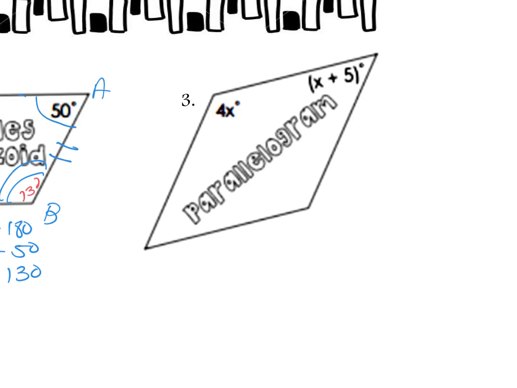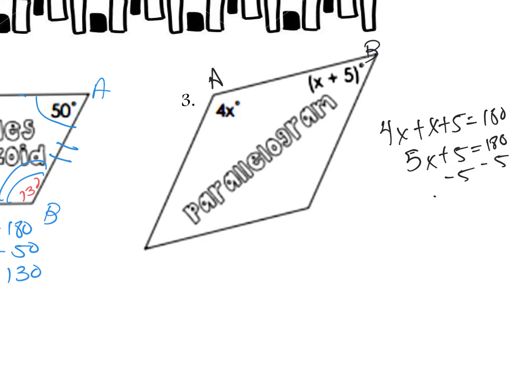So let's look at this parallelogram. Using the same thing, opposite sides are parallel. So I'm going to look and say, okay, these two angles right here, A and B, add up to 180 degrees. So I have 4x plus 5x plus 5 equals 180. So I have 9x plus 5 equals 180. I'm going to subtract 5 on each side. I have 5x equals 175. I'm going to divide by 5. So x equals 35.